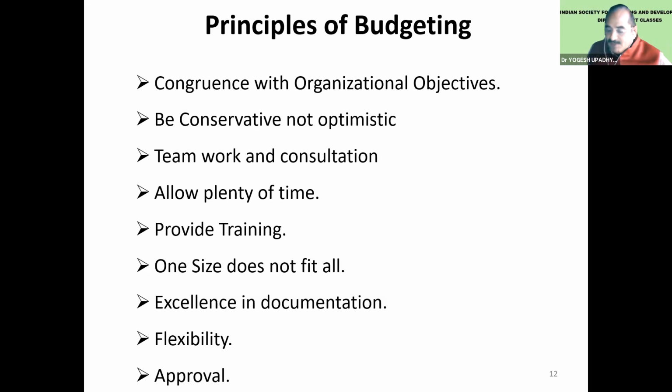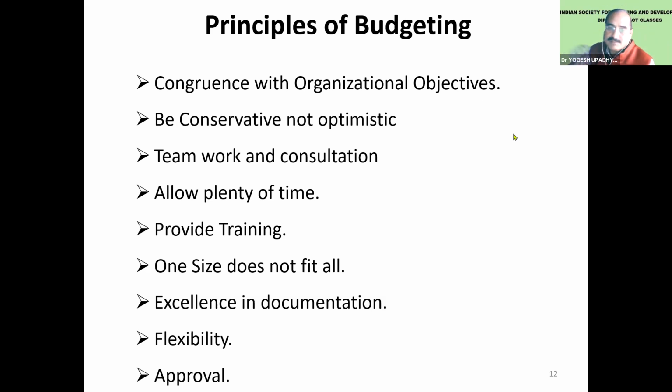Approved means people have to recommend. As a functional head, it will have my approval. As a finance person, he will give his approval. Then it will go to the CEO's approval, and if required, the board's approval also. So approval has to come from the competent authority. And excellence in documentation means that how we arrived at that figure, the background document should be available with you.